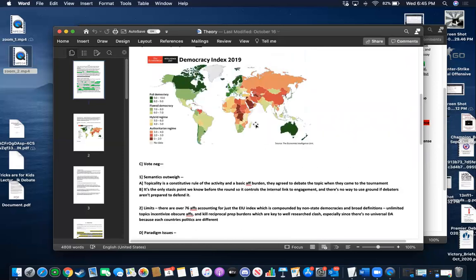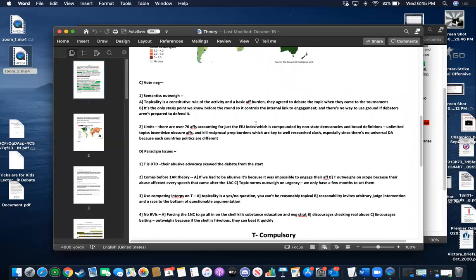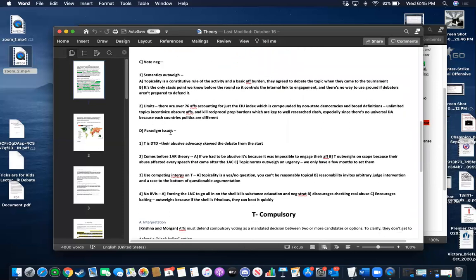Here's another one that's probably better. These are just paradigm issues. So again, these are just like implications in voters. T is drop the debater. Their abusive advocacy skewed the debate from the start. Comes before AR theory. A, if we had to be abusive, it's because it was impossible to engage in their AF. T outweighs on scope because their abuse affected every speech that came after the 1AC.